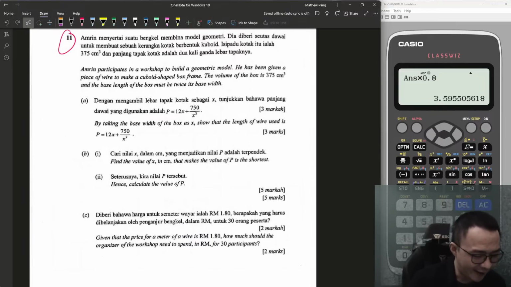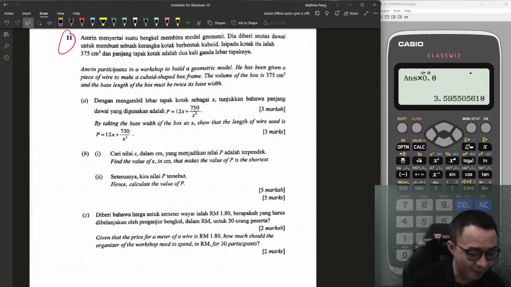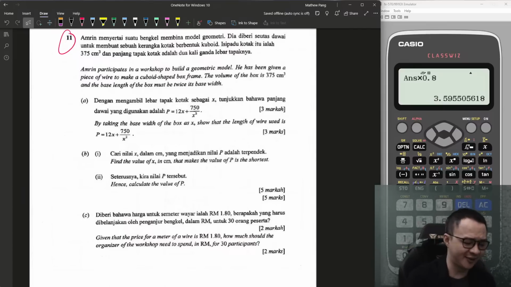Amrin participates in a workshop to build a geometry model. He has been given a piece of wire to make a cuboid shaped box frame. The volume of the box is 375 centimeter cube, and the base length of the box must be twice its base width. By taking the base width of the box as x, show that the length of the wire is 12x plus 750 over x squared.